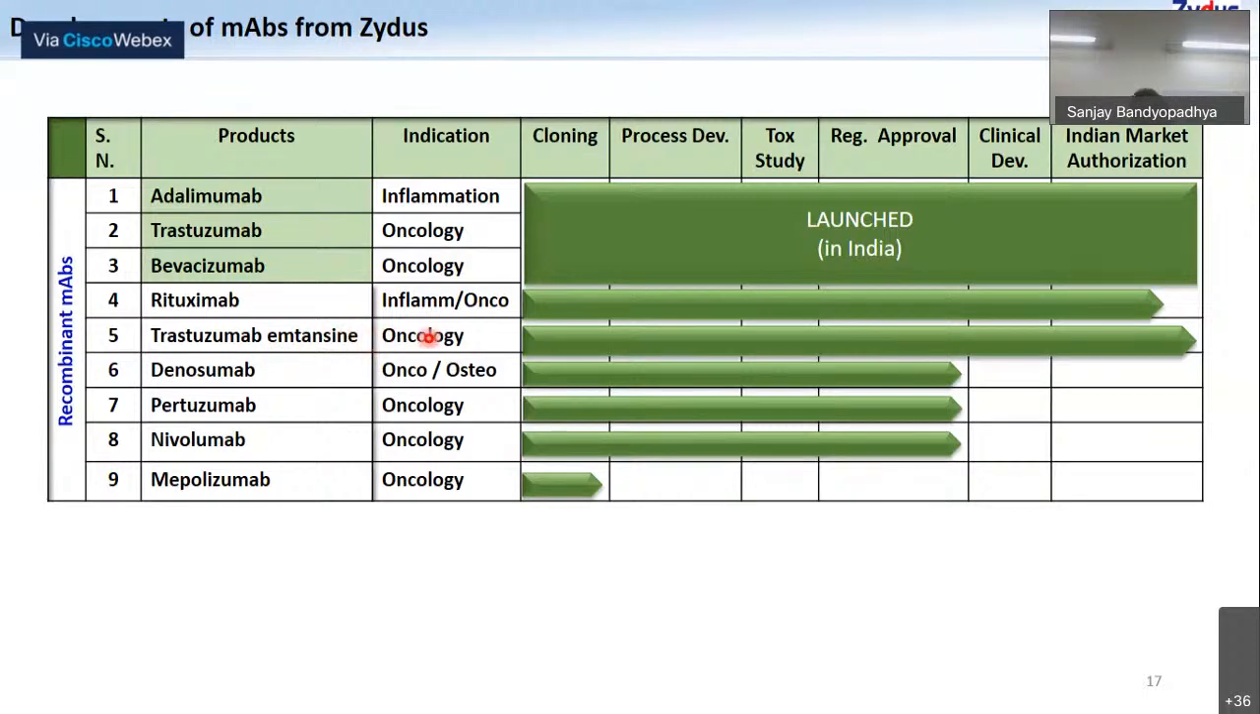So we are expecting to launch it in the next couple of weeks. We'll be the first in the world to launch a biosimilar trastuzumab emtansine, from Zydus in India. Then we'll have other mAbs, as you see, mostly for oncology indications in the years to come.